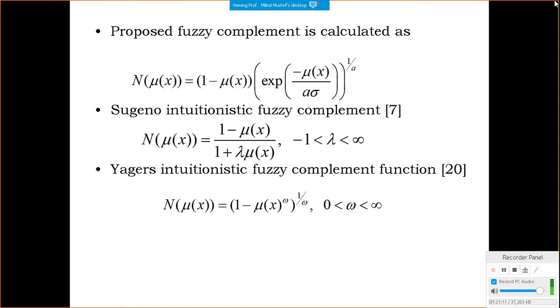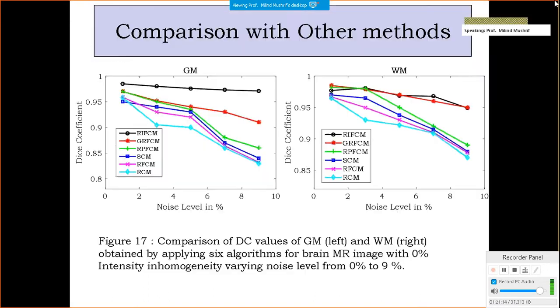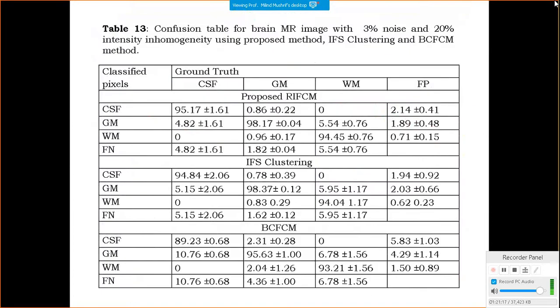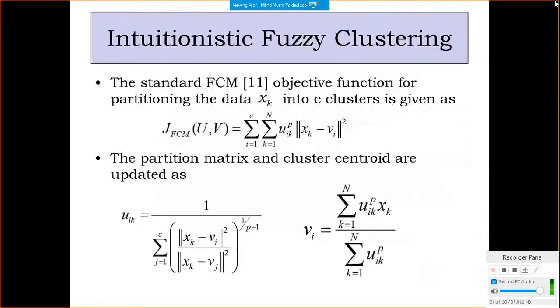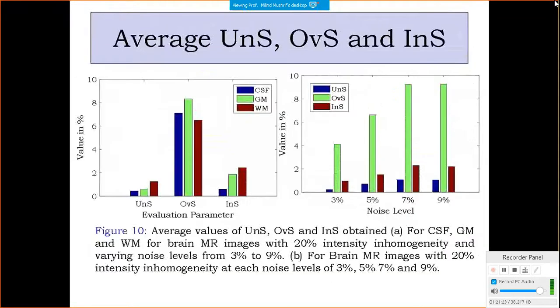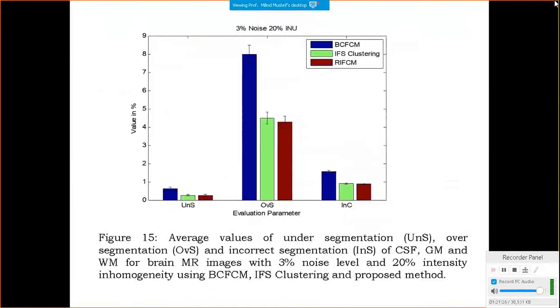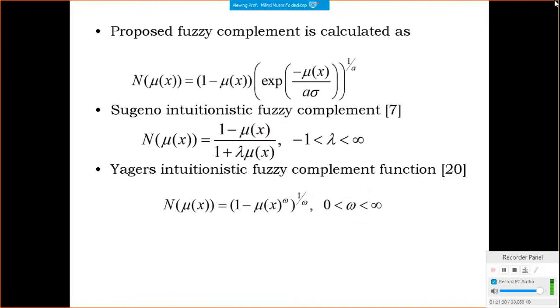Then for the computation of non-membership values, earlier we discussed that we use the Sugeno fuzzy complement. We also defined our own complement for calculating the non-membership value. We defined our own complement function as 1 minus the membership value times the exponential of minus the membership value divided by a times the standard deviation of the membership value, raised to 1 by a. This a is a fuzzification factor.